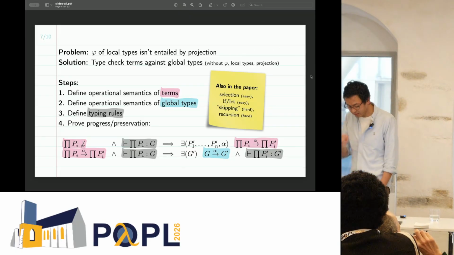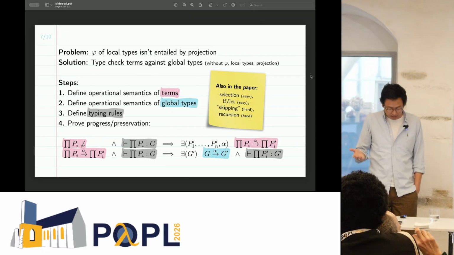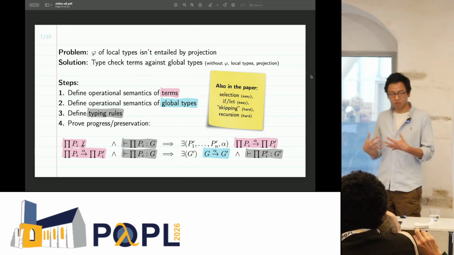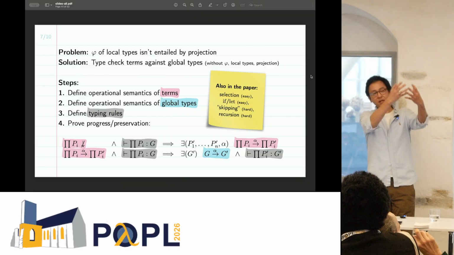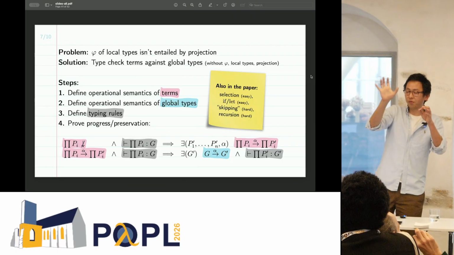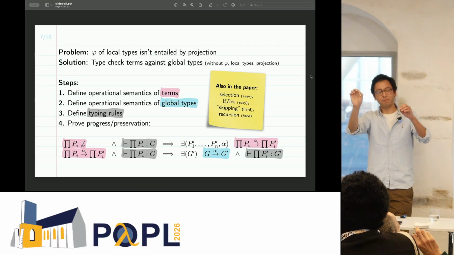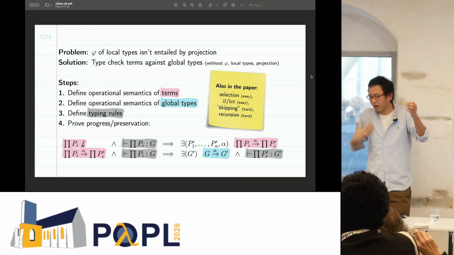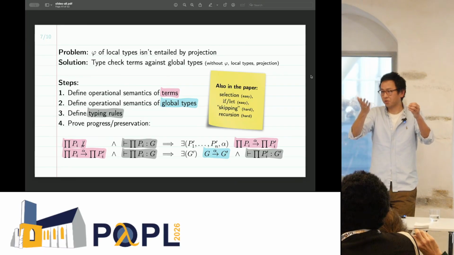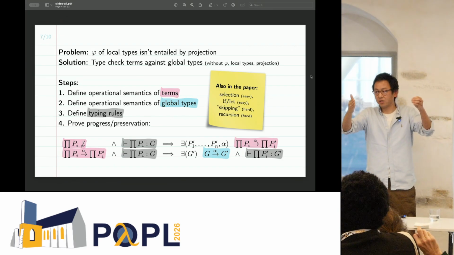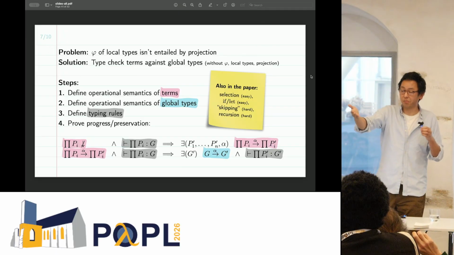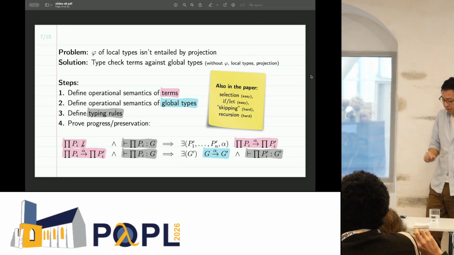Now, skipping is quite an interesting phenomenon. It's the idea that if I am Carol, right, and I need to be typable by some type G, but this G has only a single transition labeled with a communication from Alice to Bob, right? Being Carol, I am not involved in this communication. So for me to be typable by G, basically I should just skip this transition and show my typability against G prime. That is the idea of skip.